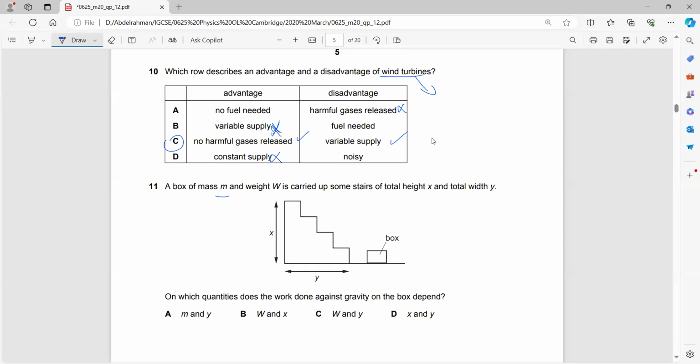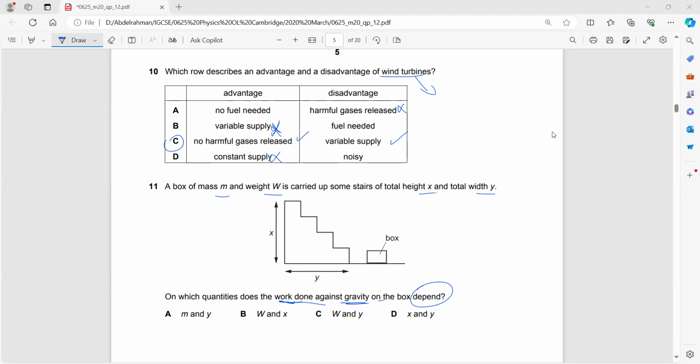A box of mass M and weight W is carried up some stairs, a total height of X and a total width of Y. Which quantities does the work done against gravity depend on? Can someone help me out? Would it depend on M and Y, W and X, W and Y, X and Y?